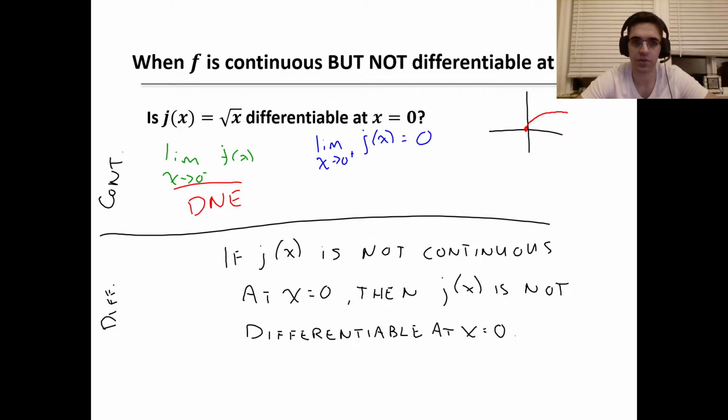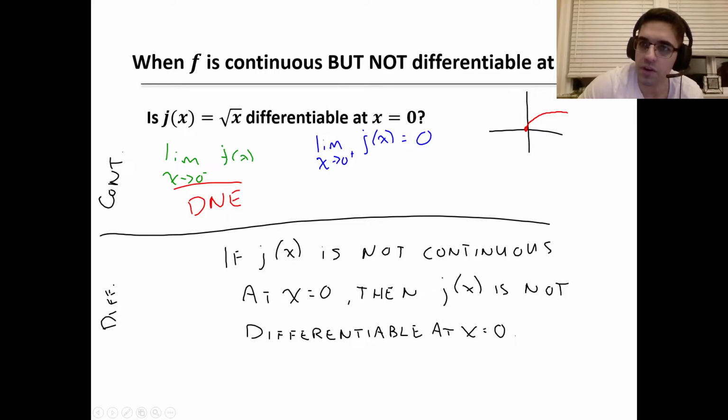Okay, here's another one, one of the extreme examples, that is continuous but not differentiable. This graph of the square root of x starts at the origin and moves upward and to the right.